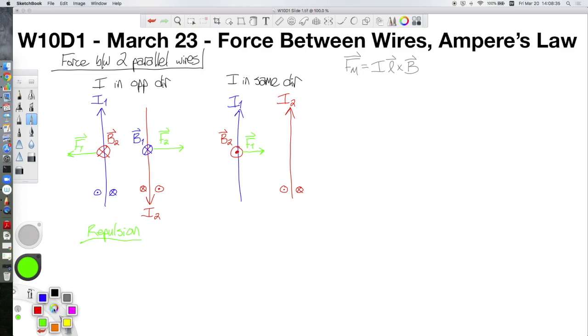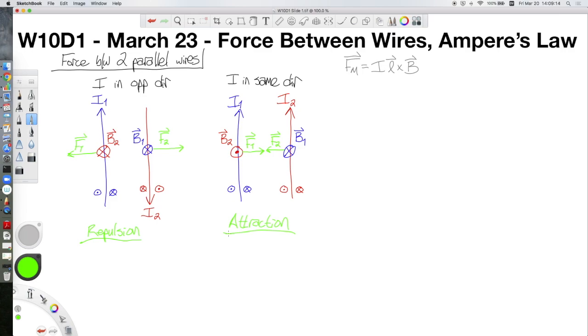When we go through the similar process for wire 2, wire 1 creates a magnetic field out of the board on the left and into the board on the right. So wire 2 experiences magnetic field B1 caused by wire 1 into the board. And then when we go through our first right-hand rule, we get that wire 2 experiences a force to the left, or towards wire 1. So when the currents are in the same direction, we have an attraction between the wires.